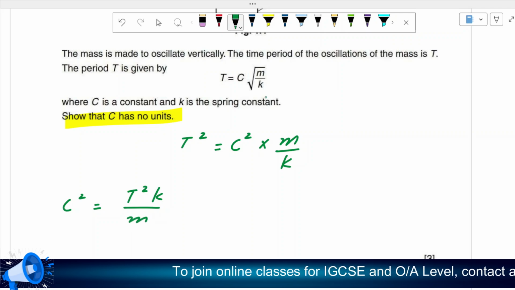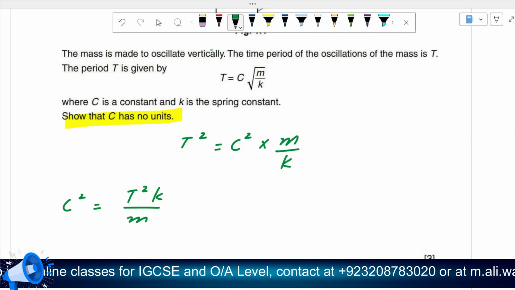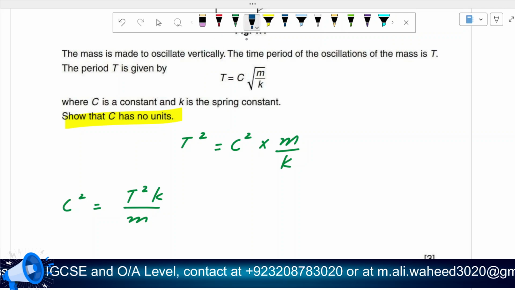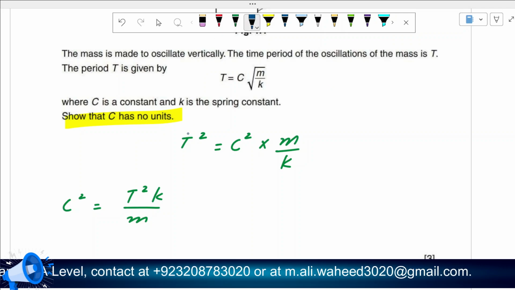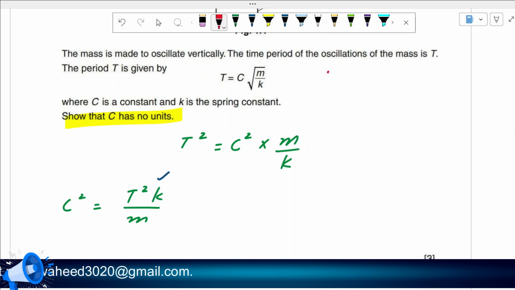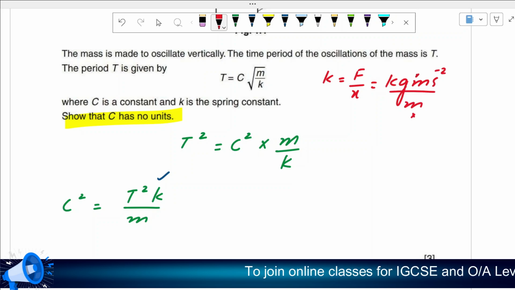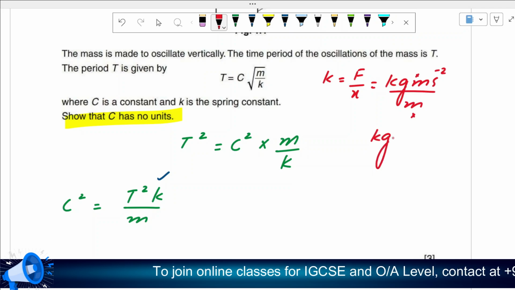Alright, so let us now insert the units in this expression. There are different ways you can solve this. The unit of T would be second, and then the unit of K. K is a spring constant. We need to find the unit of K. Spring constant equals force per unit extension. Force is kg m s minus 2. Extension is meters. Meter cancels out. We'll be left with kg s minus 2.